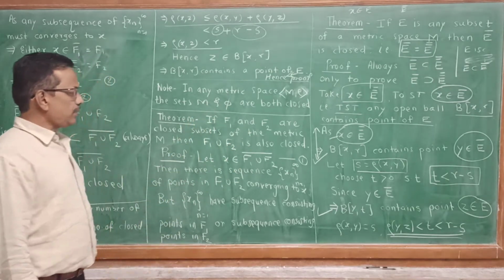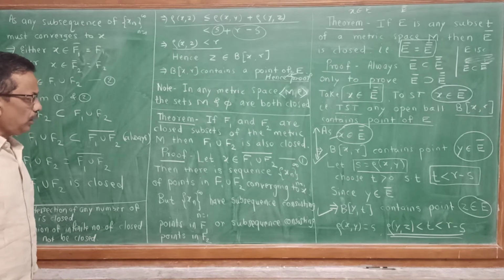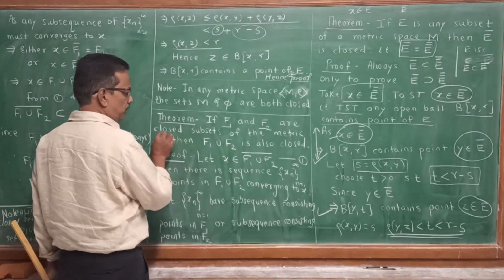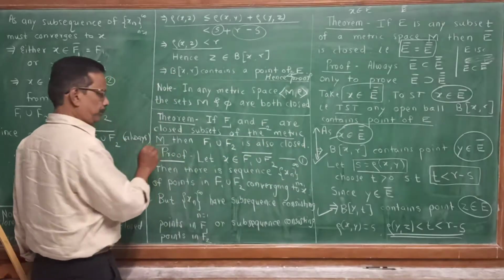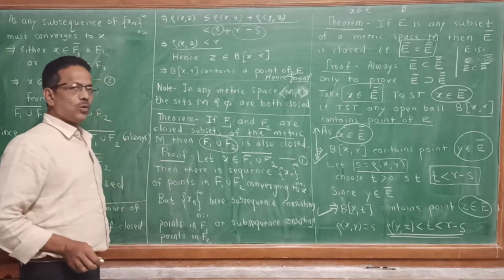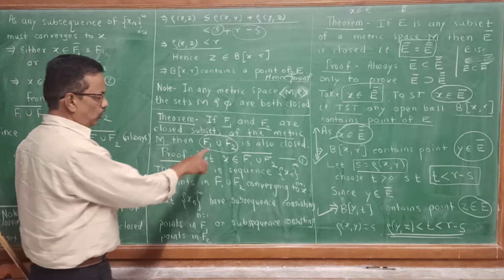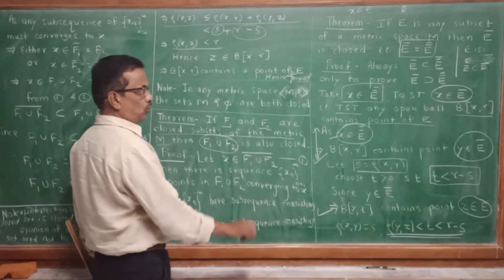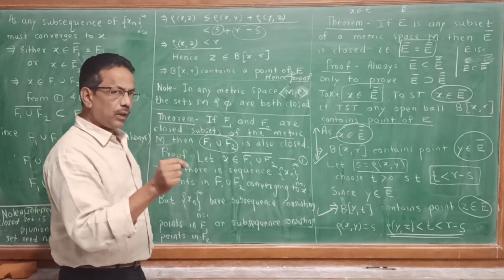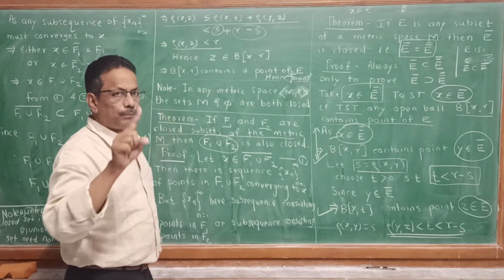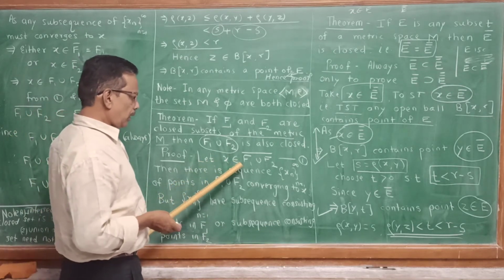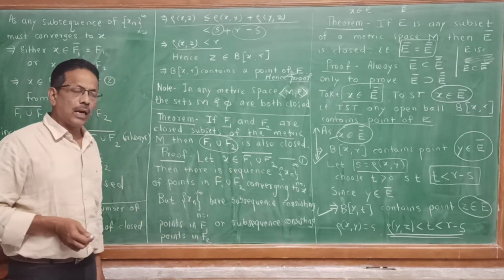Here, the second property, the second theorem, is about union. If F1 and F2 are closed subsets of matrix space M, then F1 union F2 is also closed. Here we want to prove F1 union F2 is also closed. What does it mean? It means F1 union F2 is equal to the closure of F1 union F2. This we want to prove.